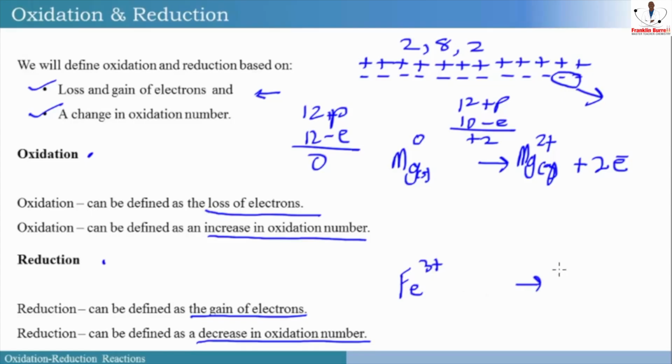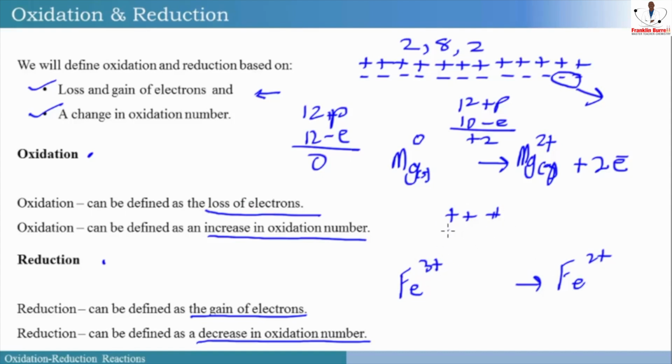And we'll go to iron 2 plus. Now this is saying to me that I have 3 more protons than electrons. So if I'm to go from 3 plus to 2 plus, I must gain 1 electron. So as is, having 3 more protons than electrons, let's say we have 1, 2, 3. No electrons are there, so our charge is 3 plus.